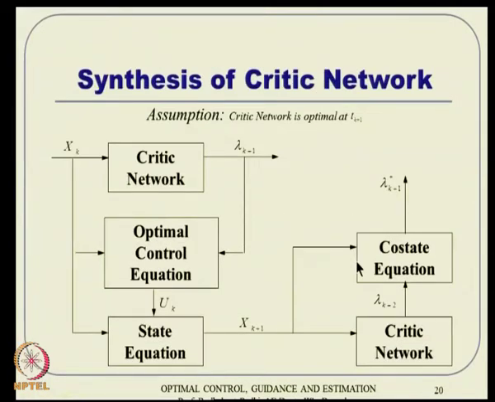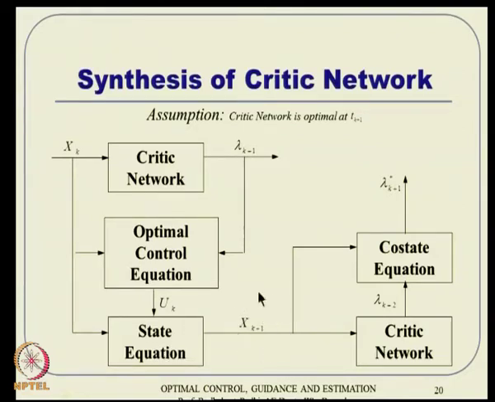So, how is it done? Let us go back to the structure again. So, we have x k, we have a critic network to train. So, we have got lambda k plus 1. All that you are assuming here is that the critic network is optimal at t k plus 1 while you are training for t k. So, given x k, I will get lambda k plus 1. Once I use this x k and lambda k plus 1 in the optimal control, I will get u k. And now that x k and u k are available, I will use them in the state equation and get x k plus 1.